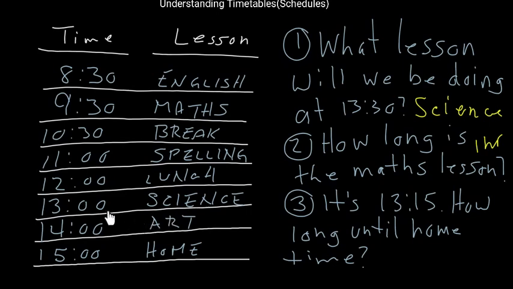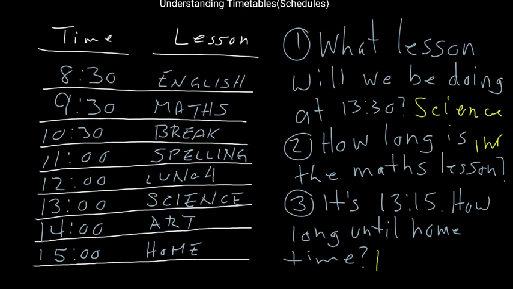But now we have to work out how long it is from 1315 to home time. Well, the easiest way to do that is just count up in sets of 60 minutes or 1 hour, and then tack on whatever's left. So if we start at 1315, and we go to 1415, that's 1 hour.